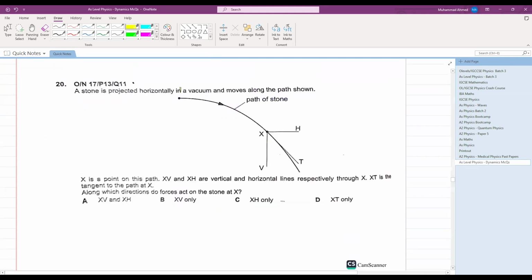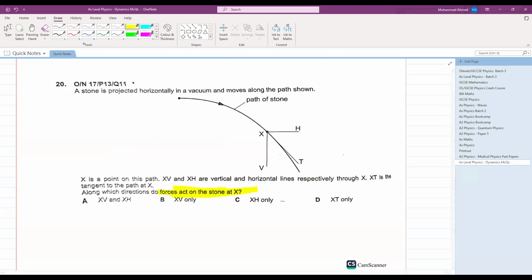A stone is projected horizontally in a vacuum and moves along the path shown. Perfect. X is a point on this path. XY and XH are vertical and horizontal lines respectively. Through X, XT is a tangent to the path at X. Perfect. Along which direction do forces act on the stone at X?